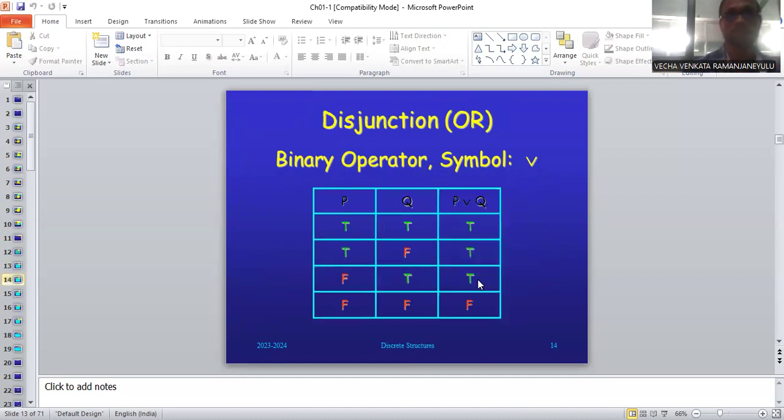Okay, that is conjunction. Next, disjunction, a binary operator with the symbol V. Here there is a P variable and a Q variable. I am taking two variables, so 2 power 2 equals 4, a total of 4 rows. Whenever one variable is false and the other variable is false, then automatically the final value of the disjunction binary operator is false.